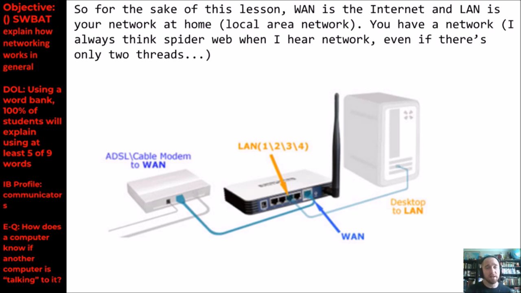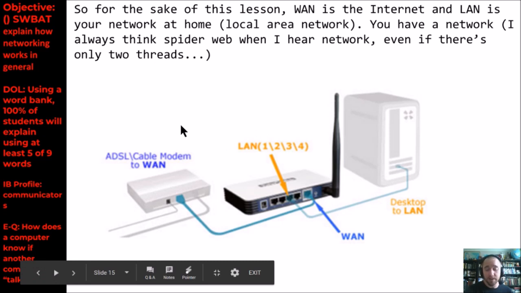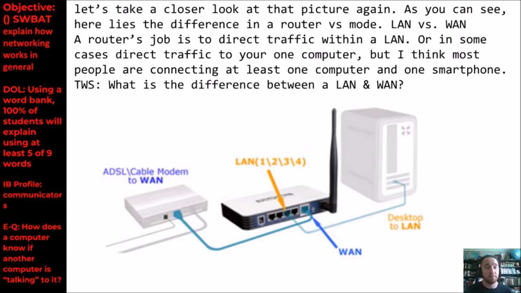So for the sake of this lesson, I want to share with you what I envision when I'm thinking networks. I'm thinking like spider webs, even if you have a very tiny one with just a couple threads. Networks, or some networks, can look very similar to spider webs. So let's take a closer look at this picture again. As you see, here lies the difference in a router versus modem. I don't think anyone has a smaller than 2-item network at their home. If you're a family of 3 and all 3 of you have a smartphone, you have 3 things on the network if you're, of course, connecting to the Wi-Fi, unless you're just using data from your data plan.